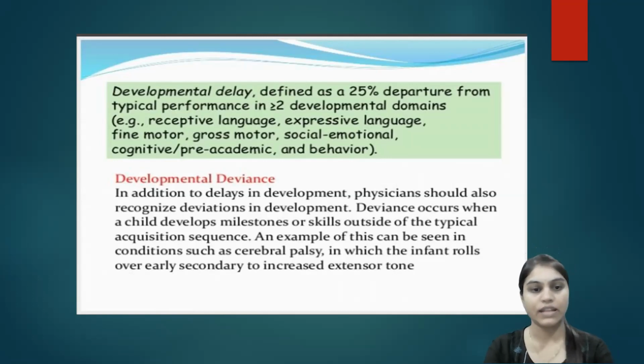Developmental deviance. In addition to delay in development, the physician should also recognize deviation in development. Deviance occurs when a child develops milestones or skills outside of the typical acquisition sequence. An example of this can be seen in conditions such as cerebral palsy, in which the infant rolls over early secondary to increased extensor tone.